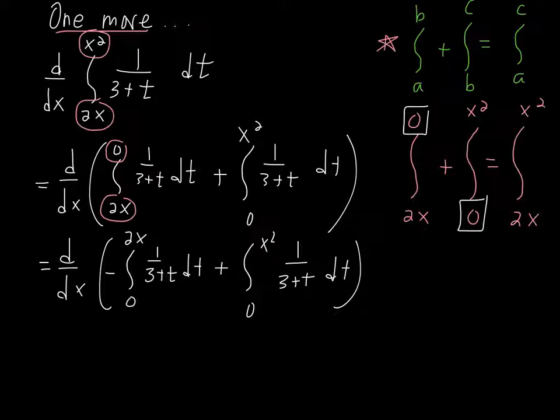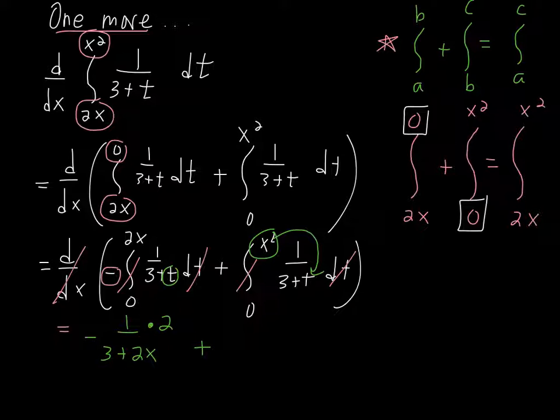So from there, what we can do is apply the fundamental theorem of calculus, which says that the derivative is going to wipe out the antiderivatives. So what are we left with? Well, we have a negative, and then we're going to have 1 over 3 plus, I'm going to replace this t with 2x, and I have to chain along the derivative of 2x, which is 2. And then same thing over here. This x squared is going to get dropped in for t. So I have 1 over 3 plus x squared, and then I'm chaining along the derivative of my x squared, which is 2x.